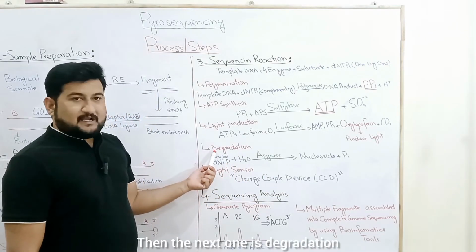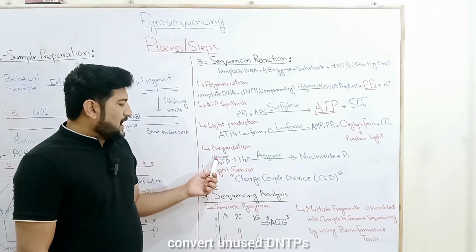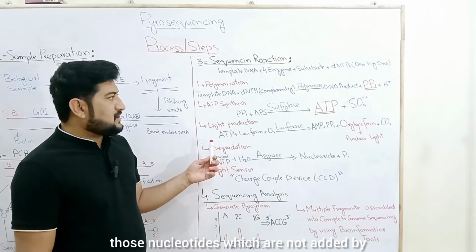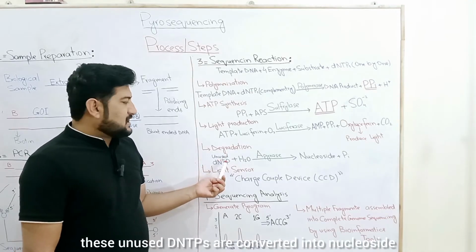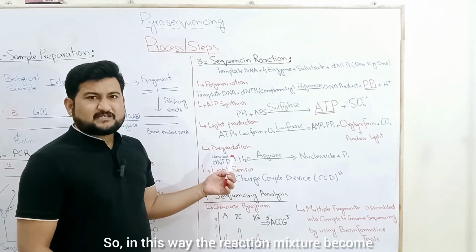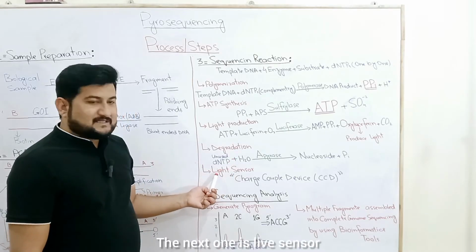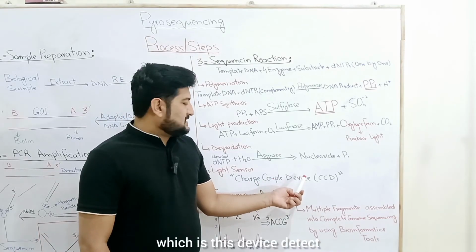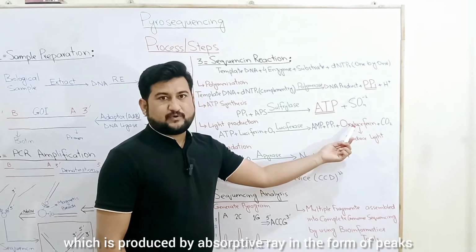Then the next one is degradation. In degradation, apyrase enzyme converts unused dNTPs or unincorporated dNTPs, those nucleotides which are not added by DNA polymerase in a complementary DNA strand. These unused dNTPs are converted into nucleoside and phosphate by apyrase enzyme. So in this way, the reaction mixture becomes clear of unincorporated nucleotides. The next one is the light sensor. In pyrosequencing, we use a charge coupled device, which detects and records the light which is produced by oxyluciferin in the form of peaks.